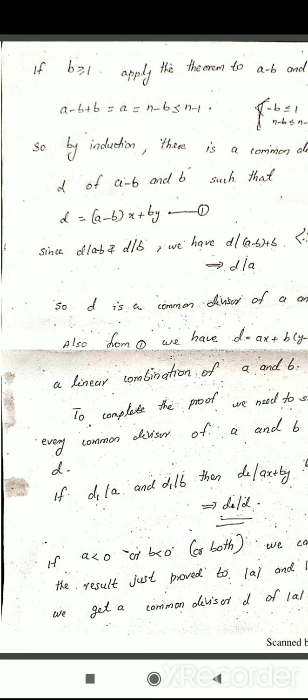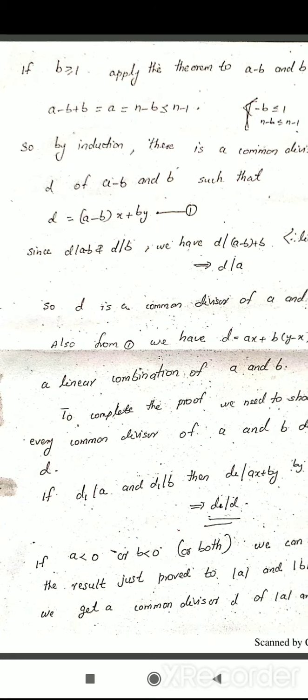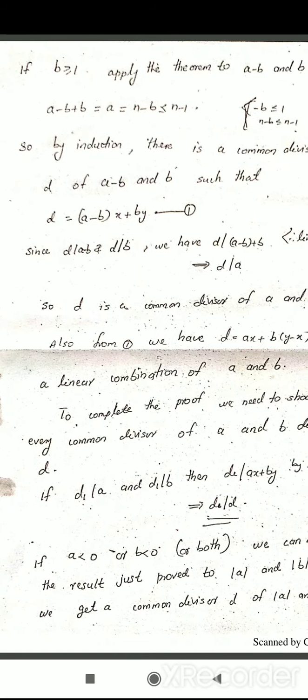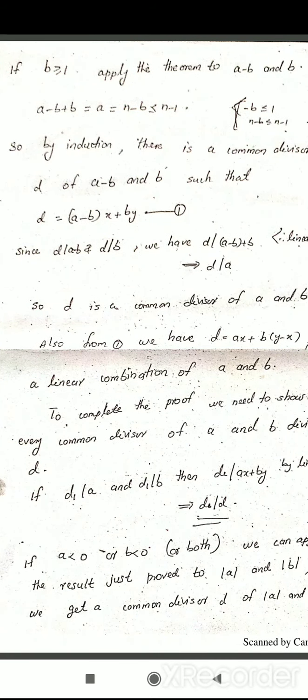Now, assume b greater than or equal to 1 and apply our induction hypothesis to a minus b and b. What is a minus b plus b? It is actually a, which is the same as n minus b, which is less than or equal to n minus 1 since b is greater than or equal to 1. So, by our induction hypothesis, there is a common divisor d of a minus b and b such that d equal to a minus b into x plus by. Call that relation 1.